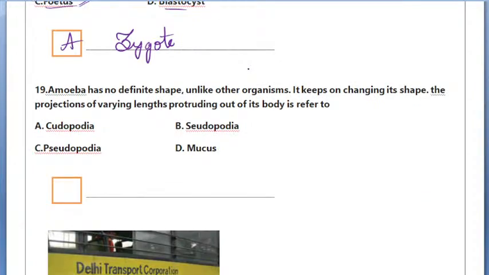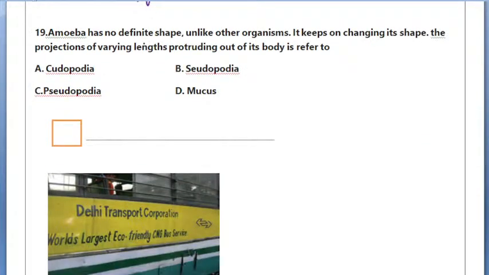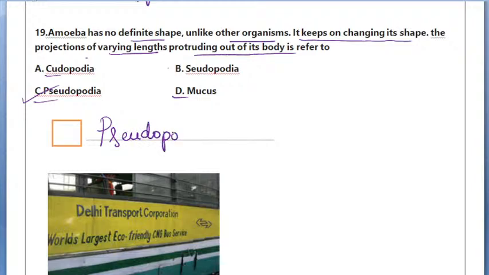The next question: amoeba has no definite shape. Unlike other organisms, it keeps on changing its shape. The projections of varying lengths protruding out of its body are referred to as what? Check the spelling. Options are pseudopodia and mucus. Among these four, which is the correct answer? Option C is correct. P is silent here for pseudopodia. Pseudopodia, here P is silent.